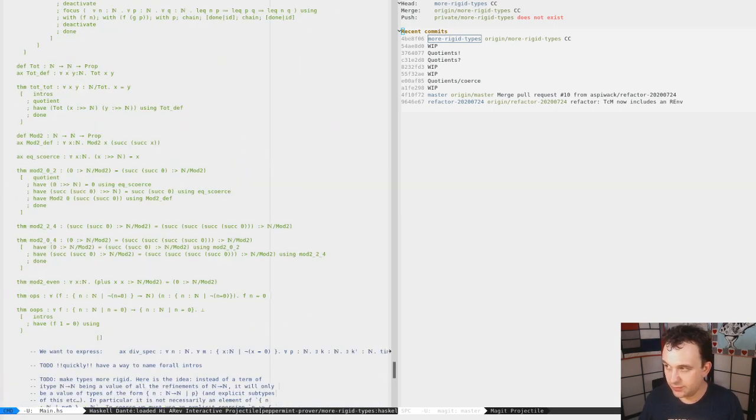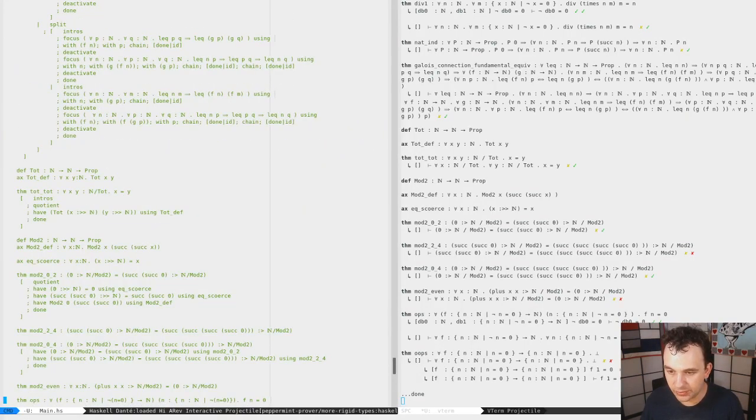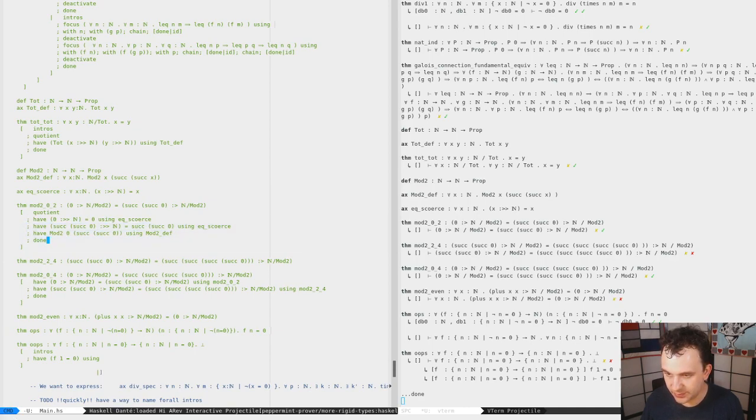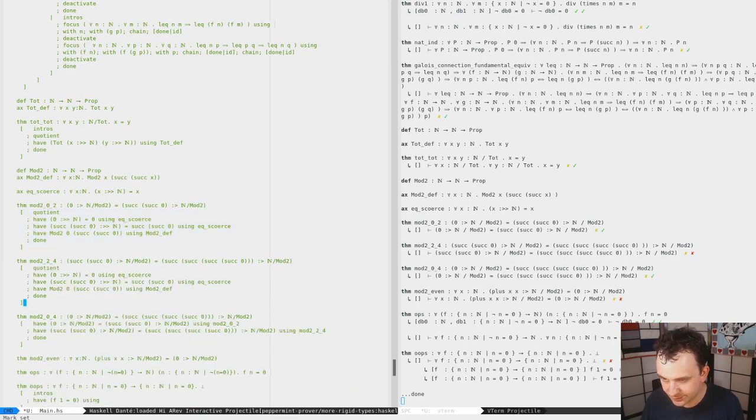Okay, so we're almost there. We have to prove mod 24, which is essentially the same proof as this one, except we have to replace that by 4 successors. So here, and here I need 2 and 4.